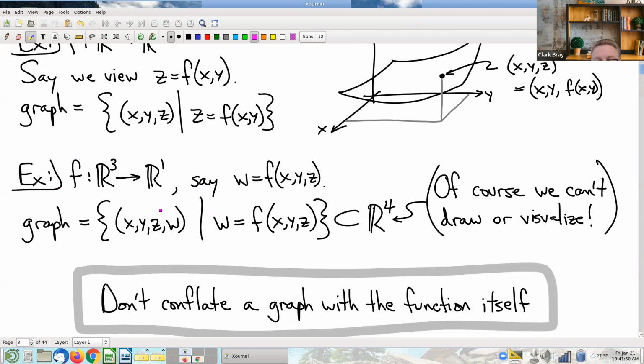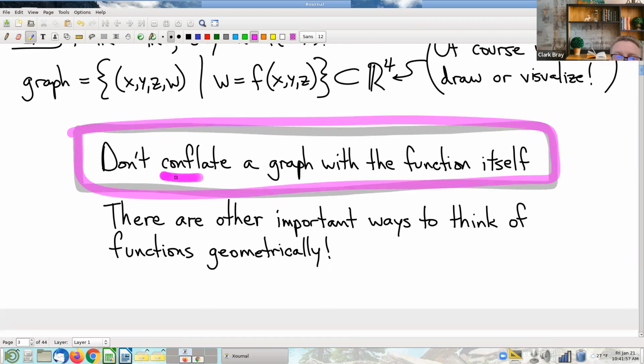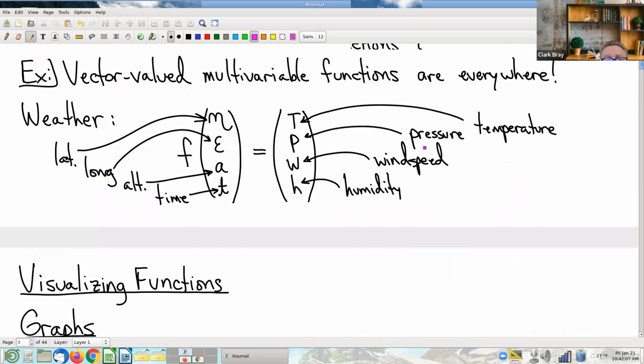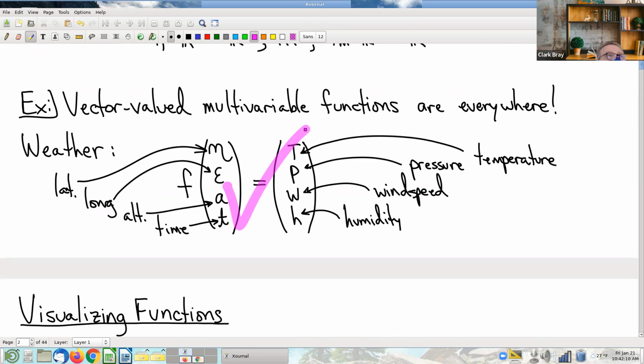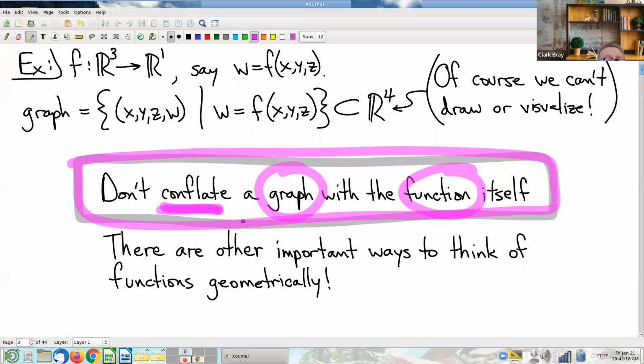So I've already made this point, but I put a big box around it, so let me say it again. Don't conflate a graph of a function with the function itself. The function itself, we can write down all kinds of functions. That's a function, right? The picture that you use to represent it is a separate thing, sometimes useful, sometimes really not.